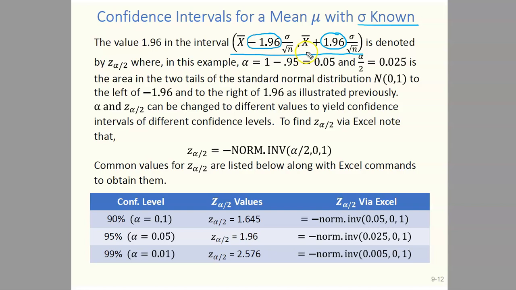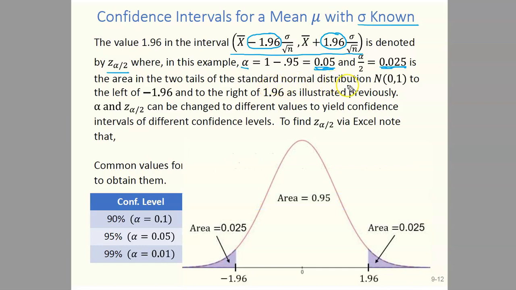If you wanted a confidence interval at the 90% level or the 99% level, you would need to change these two numbers. Now also keep in mind that these values 1.96 are denoted by Z alpha over 2, as we saw in a previous slide, where for a 95% confidence interval, alpha is 0.05 and alpha over 2 is 0.025. And what the value 0.025 represents, that's the area in the two tails of the normal distribution N(0, 1), extending to the left of negative 1.96 and to the right of positive 1.96. Or correspondingly, between these two numbers underneath the standard normal distribution, the area is 0.95.